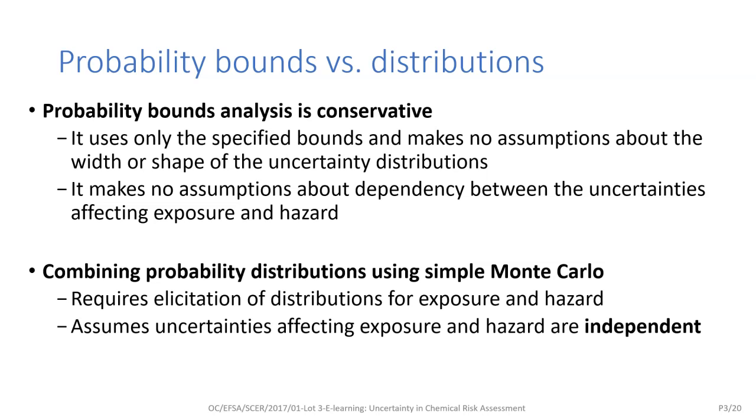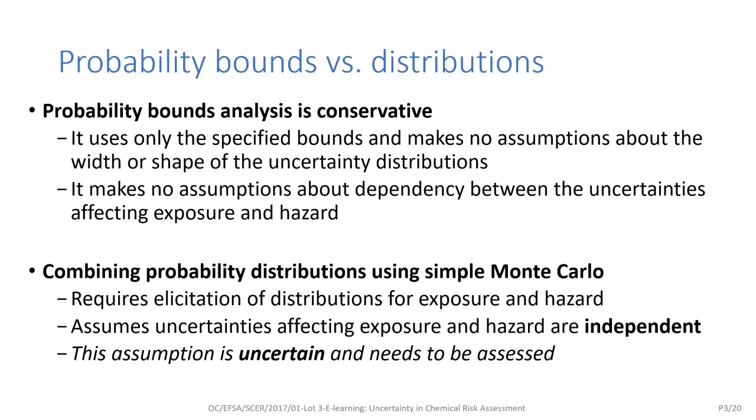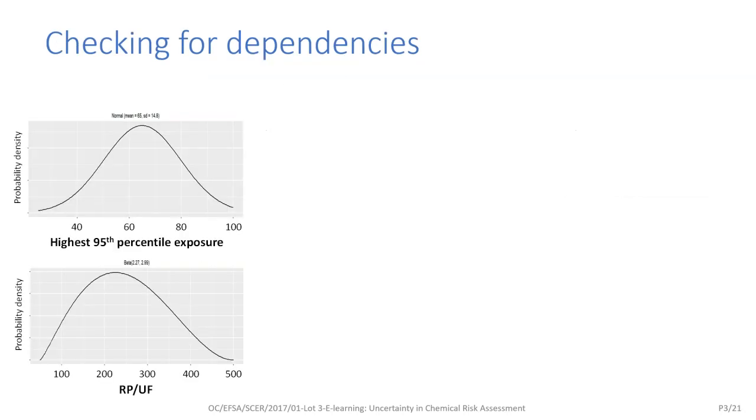This assumption of independence introduces an extra source of uncertainty, which must be taken into account when assessing overall uncertainty. This is because if there are dependencies, they might significantly increase or decrease the overall uncertainty. So the key thing is to check whether dependencies are present. These distributions quantify uncertainty, not variability, so we're not talking here about correlations between variables.